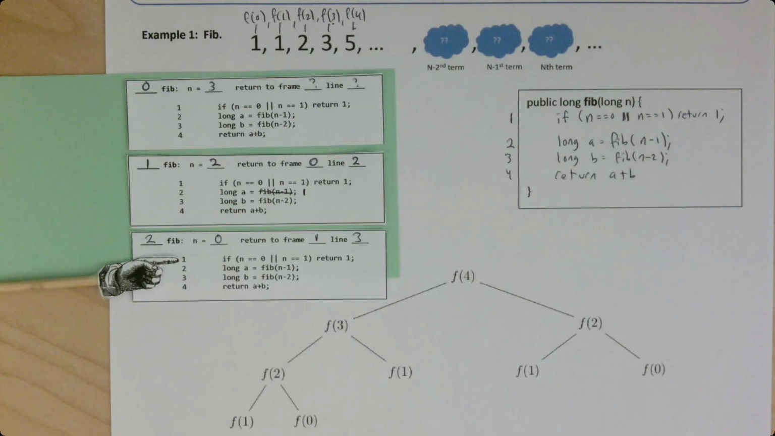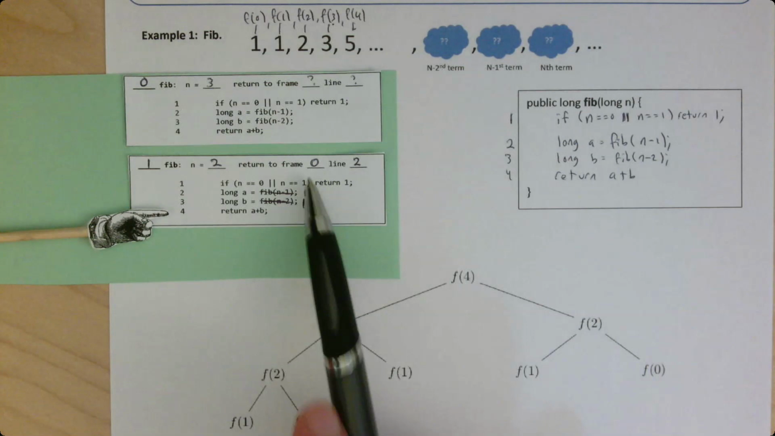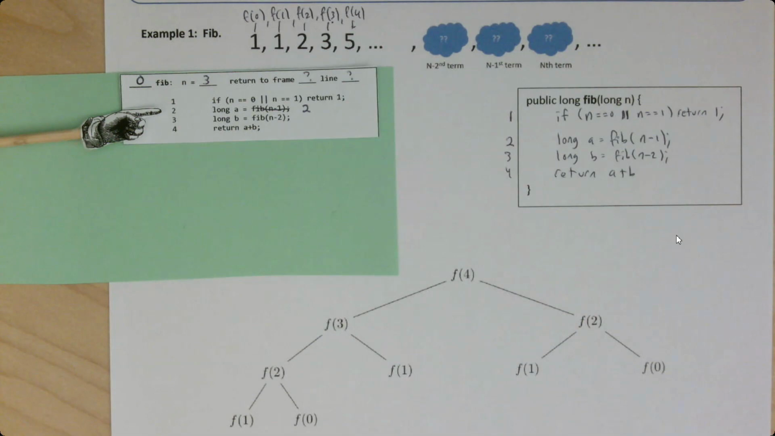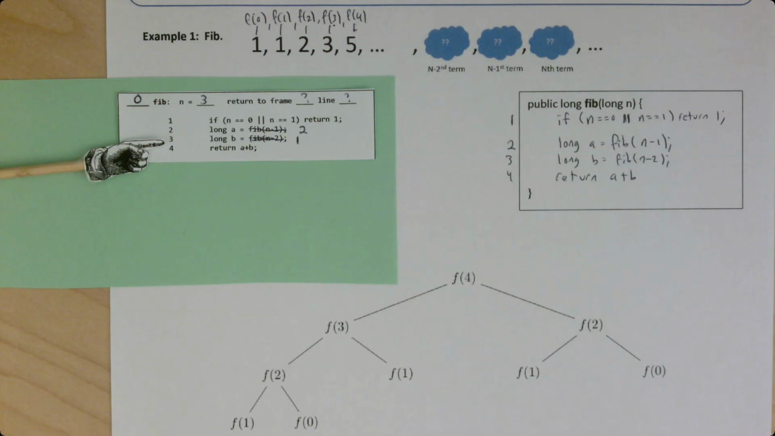So now we've finished running line 2, we finished running line 3, so now we're going to run line 4, which is going to return 2. Where is it going to return back to? It's going to return back to stack frame 0 on line 2. Now, finally, we've finished running line 2 from our original call of fib 3. And so now we're going to run line 3, which is going to run fib of 3 minus 2, which is 1. So line 3 is going to run fib 1. All right, we hit the base case immediately because n equals 1, so we're going to return 1. And now we're almost done. We've finished line 2, we finished line 3, so now we're going to return a plus b, which is 2 plus 1, and so that returns the answer of 3.